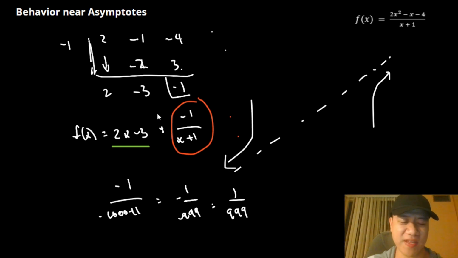Just substitute 1000, but instead of substituting 1000 into your entire function, just substitute it into this small term over here. If it becomes positive, then we know it's approaching from above. If it's negative, it's approaching from below. And we can do it for the other side too. So substitute negative 1000 or any very big negative number and see whether or not this term becomes positive or negative. So let's go to Desmos and confirm this.